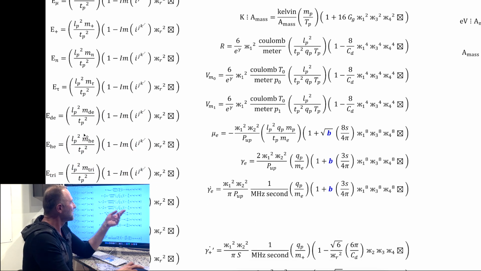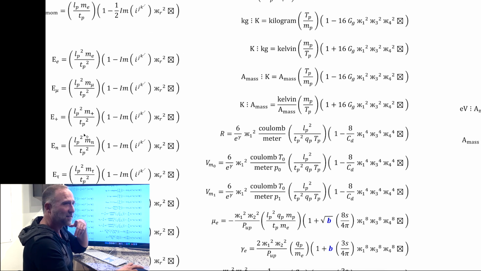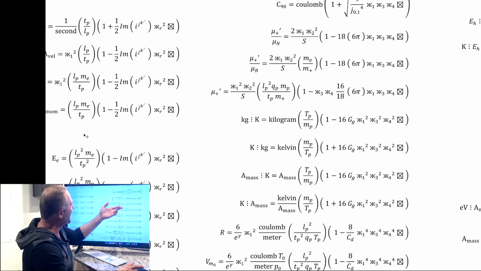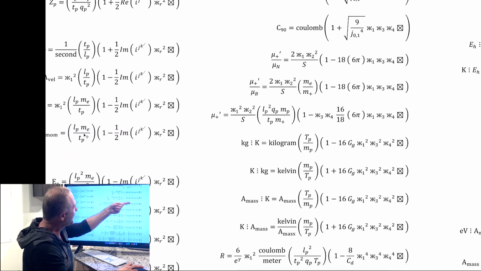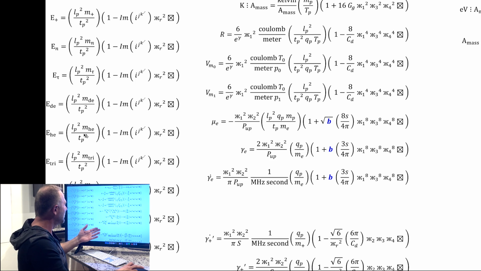Wait, what happened to 3, and 5, and 6, and 7? It seems to be going up by powers of 2. Power of 1, power of 2, 4, 8, and then it's done.